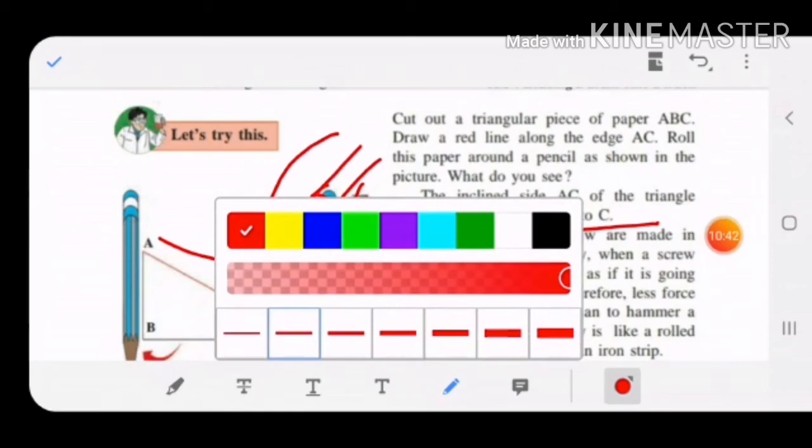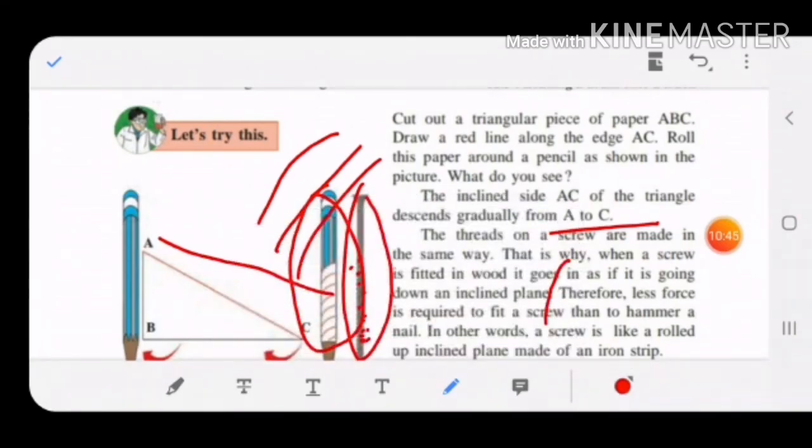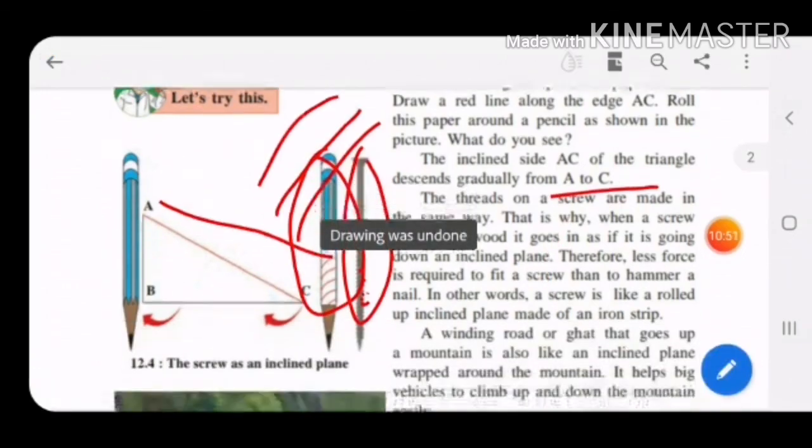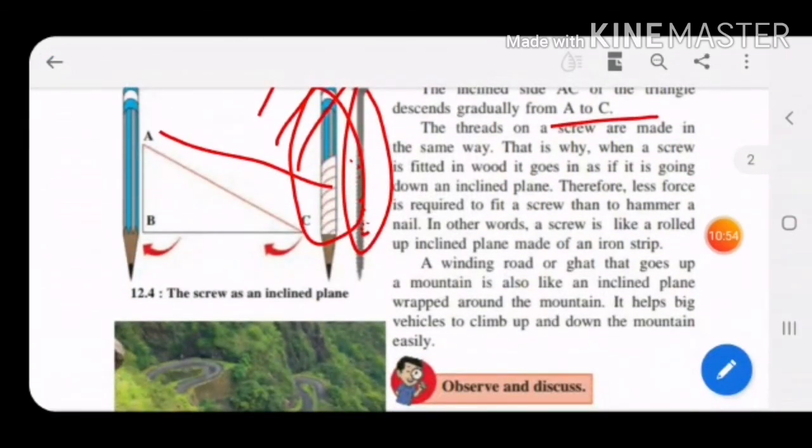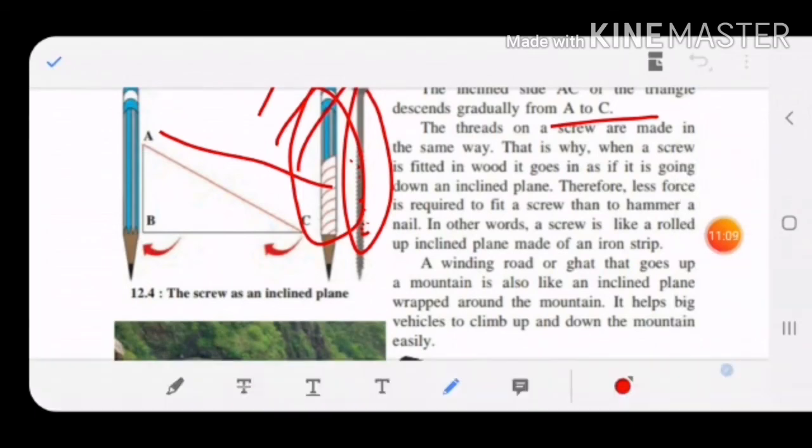That is why, when a screw is fitted in wood, it goes in as if it is going down an inclined plane. It is due to the threads on the screw that it becomes easier to put it in the wood. Therefore, you have to apply less force. If you take a plain screw without threads, you have to apply more force to put it inside the wood. So less force is required to fit a screw than to hammer a nail.